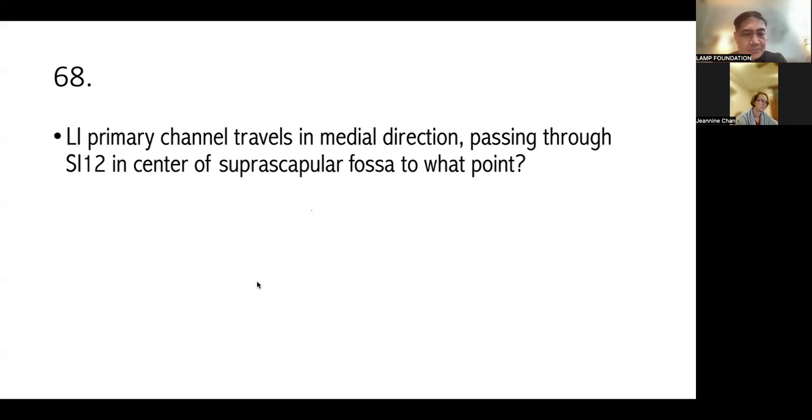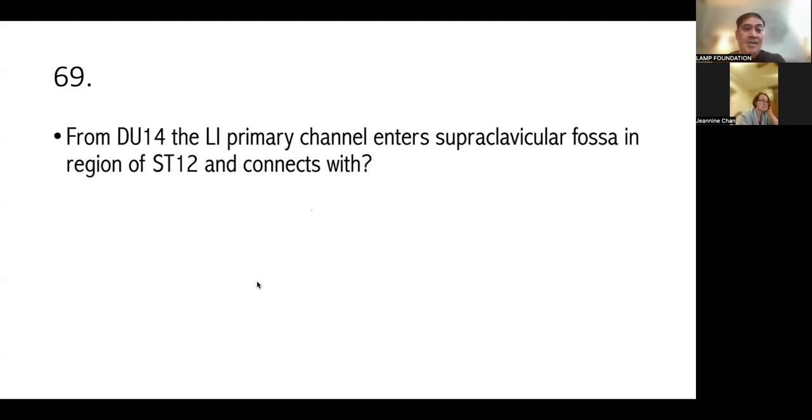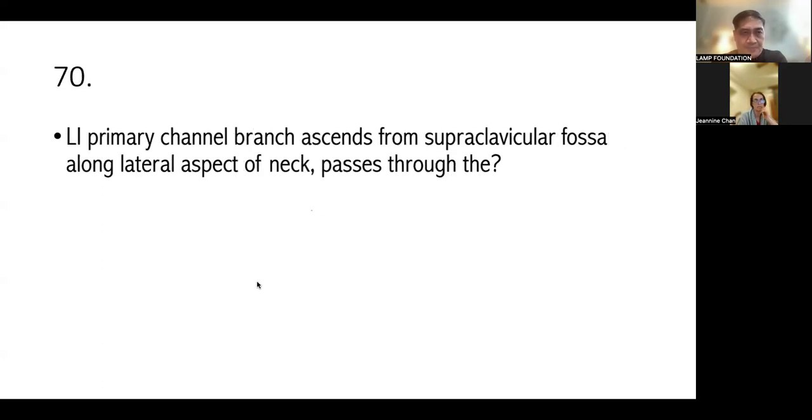DU14 is the meeting point of the yang channels, the five yang channels of the hand and foot. So, grabe ang impact ng DU14. Yeah. From DU14, the LI primary channel enters the supraclavicular fossa in the region of stomach 12 and connects with? The lung before descending through the diaphragm to join with the large intestine.